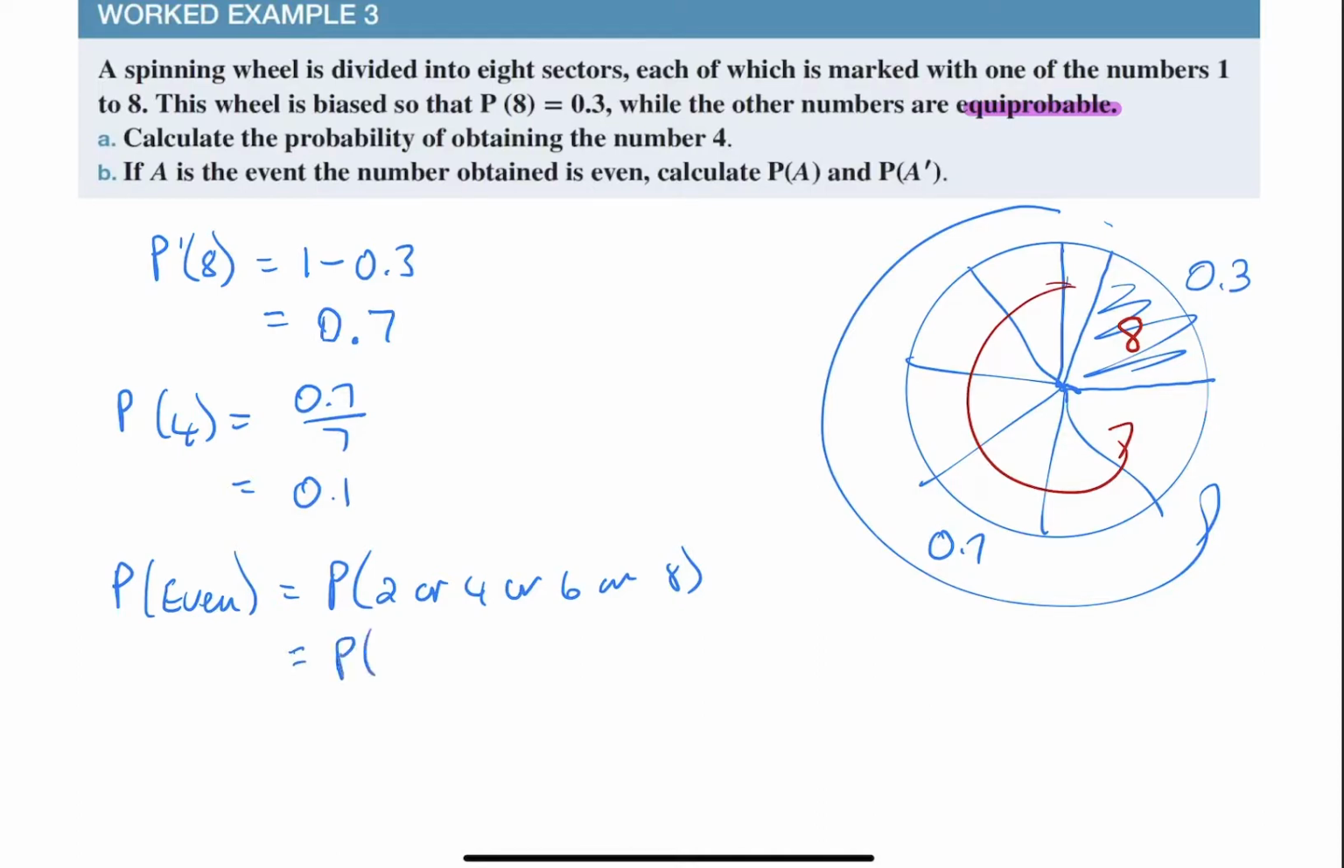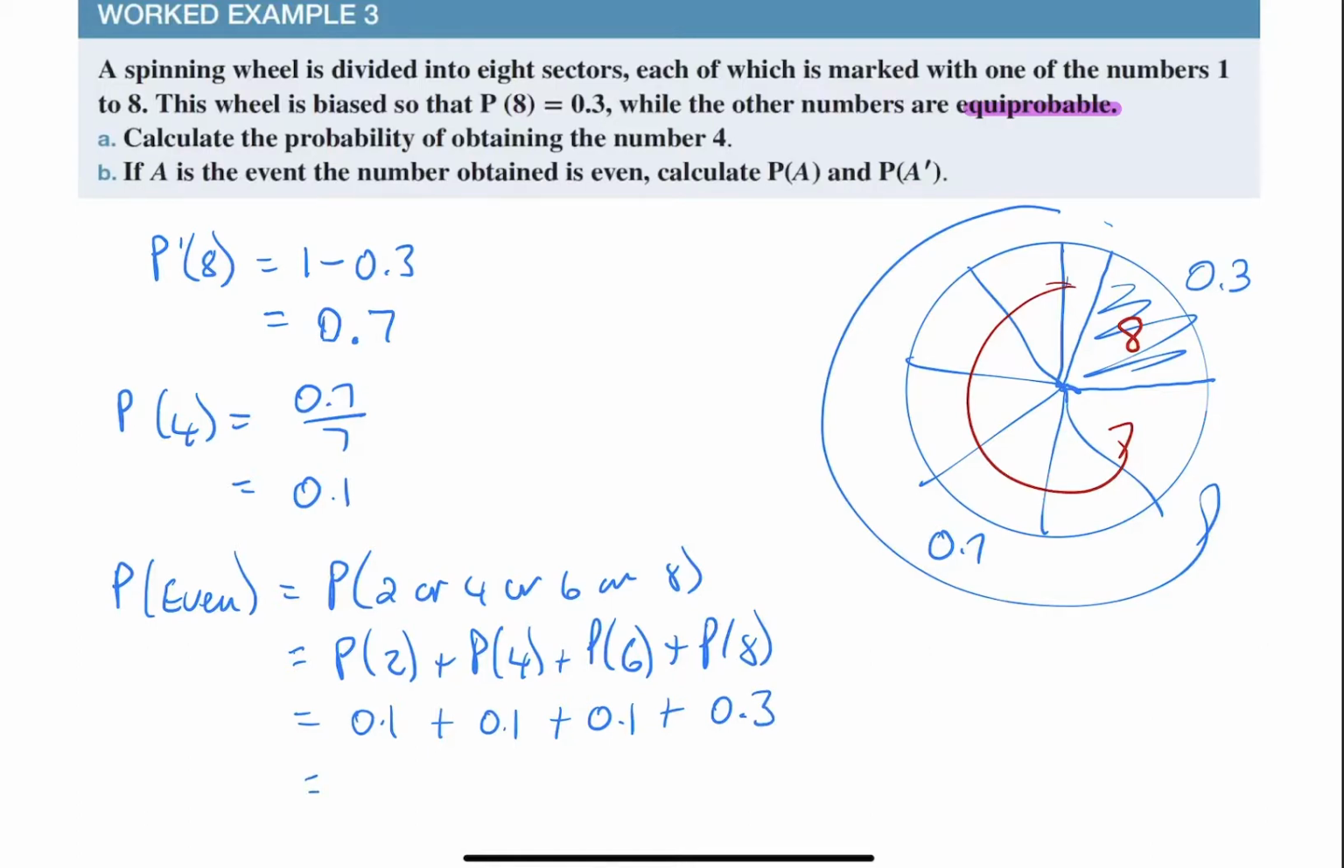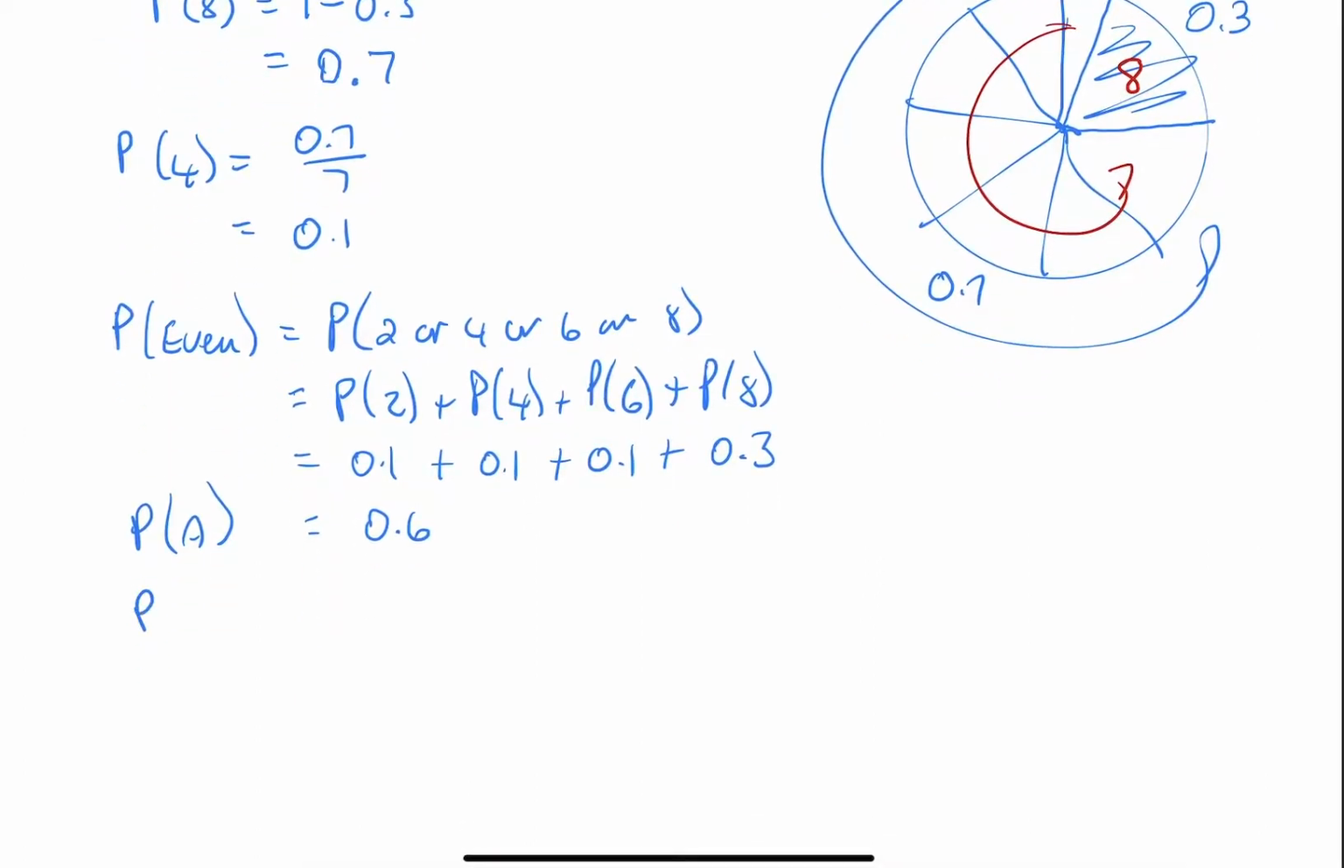And that will be the same as the probability of 2, plus the probability of 4, plus the probability of 6, plus the probability of 8. These are all equally probable, so it's 0.1 plus 0.1 plus 0.1, and our friend 8 is 0.3. So the probability of getting an even number, which is the probability of getting A according to what they say, is 0.6. The probability of not getting A is then 1 take away 0.6, and that is 0.4.